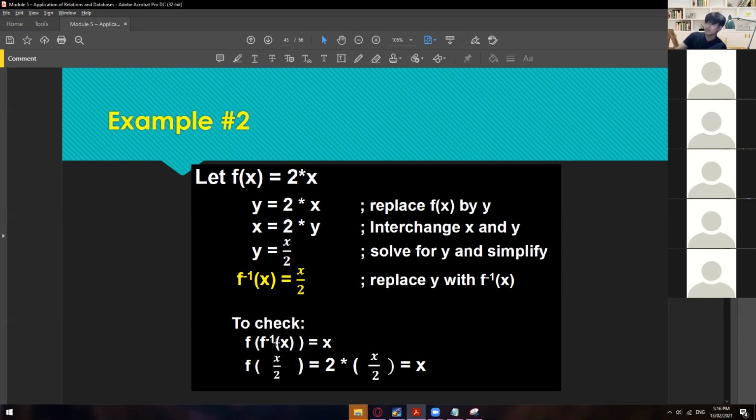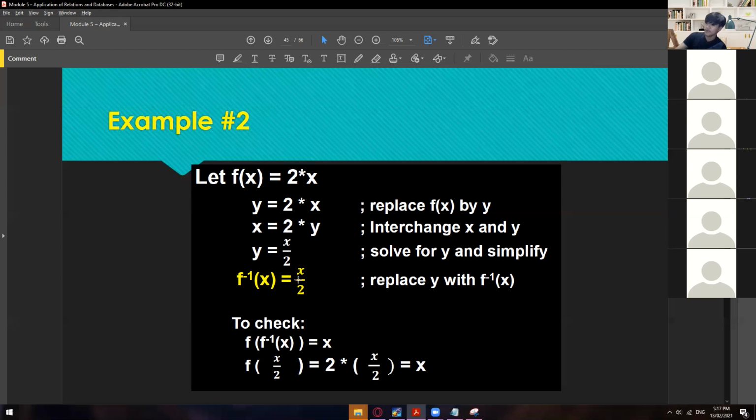Just substitute the value of this inverse function of x, which is x divided by 2, into your x, which is 2 times y. So this is 2 times y, and your y is x divided by 2. If you simplify this, 2 divided by 2 is 1. So 1 times x is x. So that basically brings you back to the original formula.